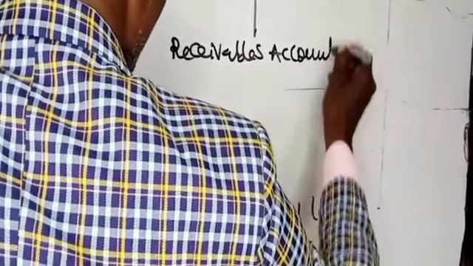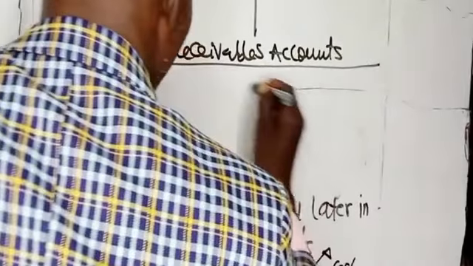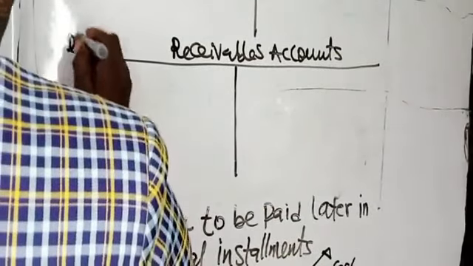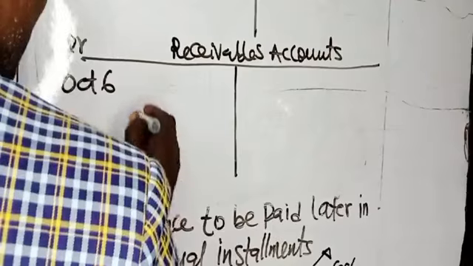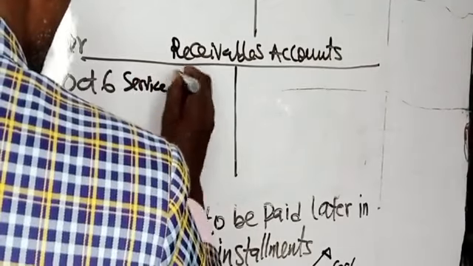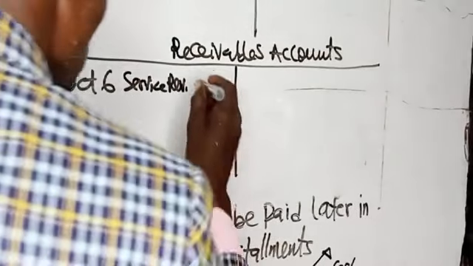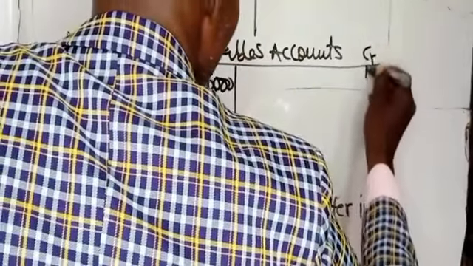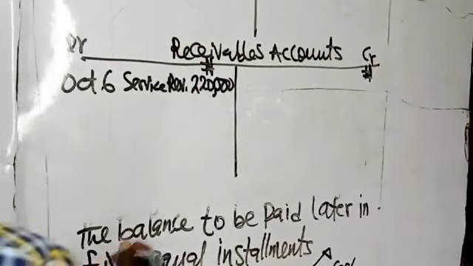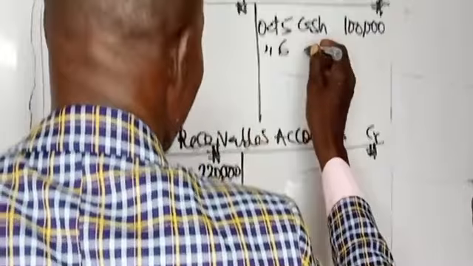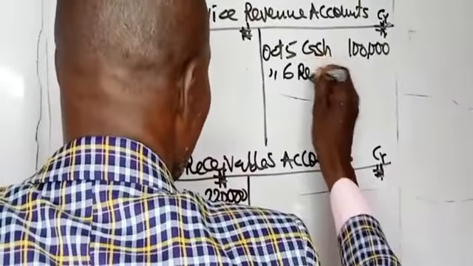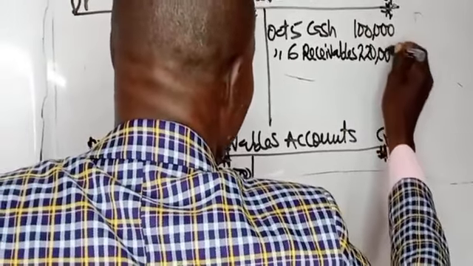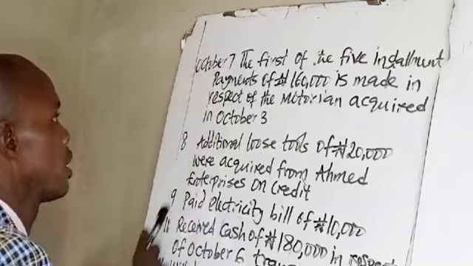Receivables account, October 6th. So we have service revenue. The amount involved is 220,000 naira. So you are going to credit service revenue October 6th. So we have receivables, 220,000 naira.